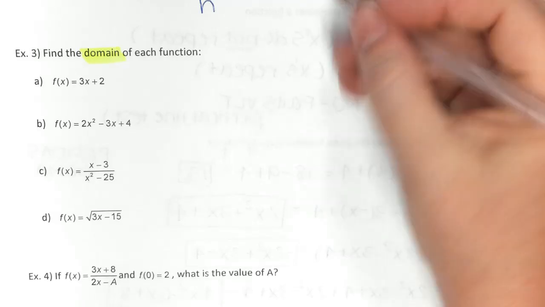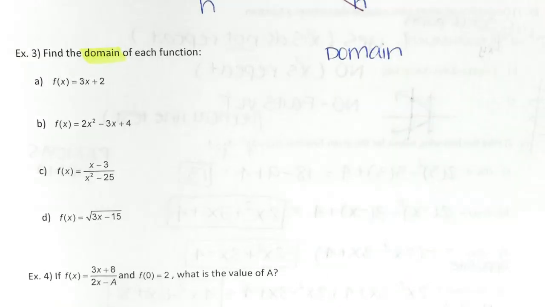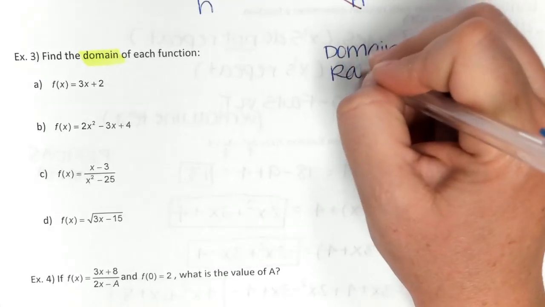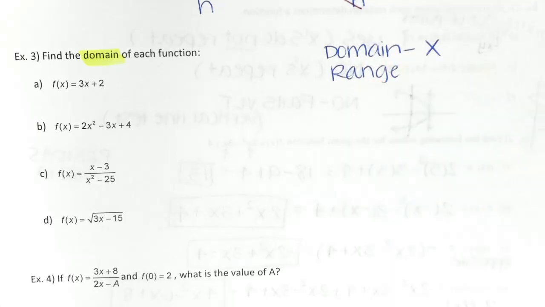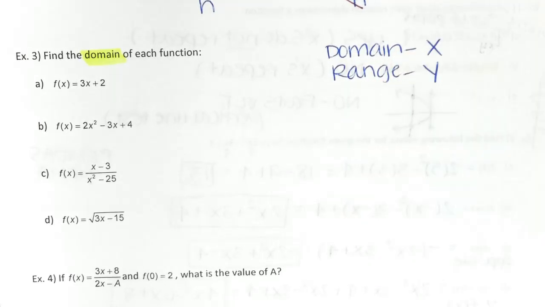So the domain is all of the x's where the function is defined. All x values where a function is defined. Meaning, whatever number that you can plug into the function and get an output is part of the domain. So the domain is the x. The range is all the possible outputs of a function. It's all the y values when you're looking at a graph.